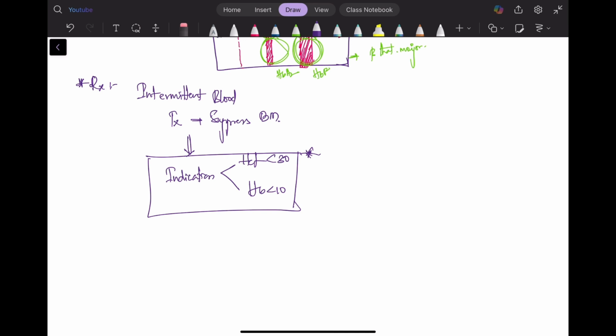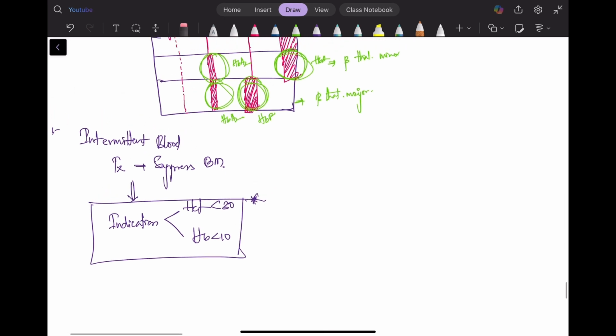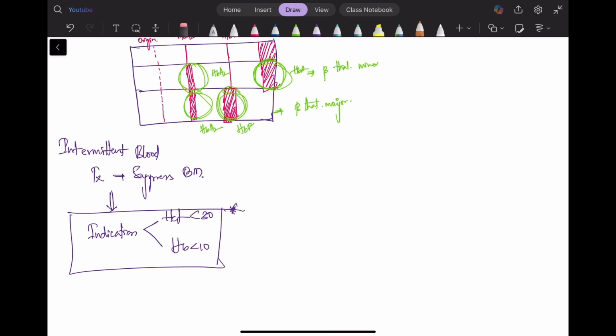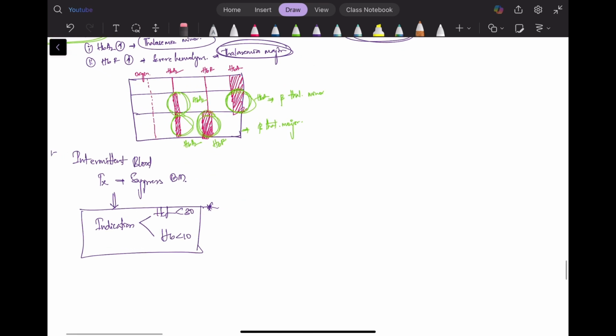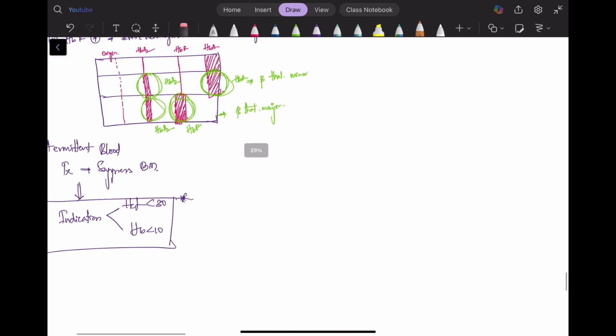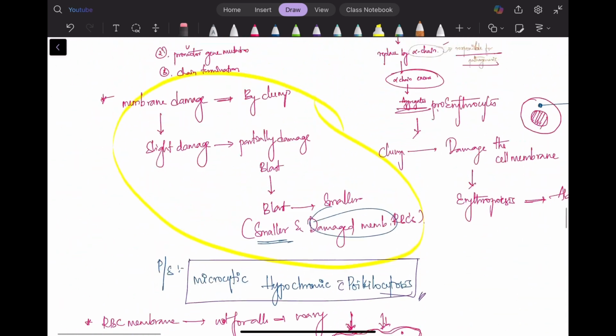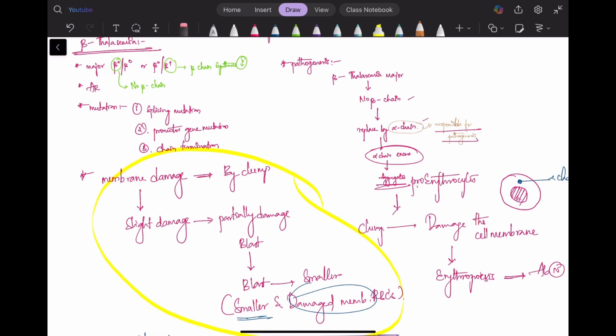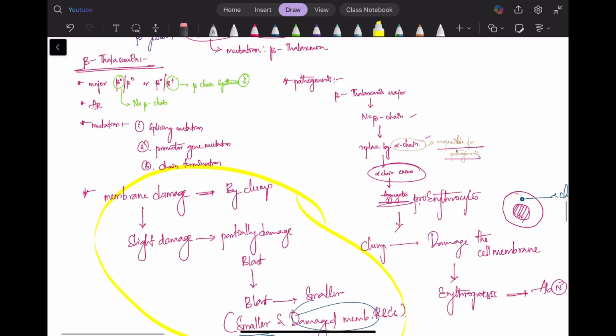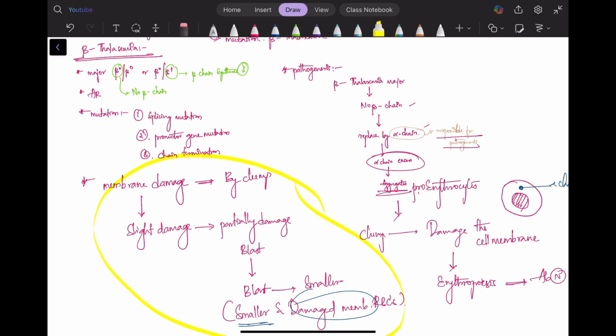So this is about your thalassemia, right? A very important topic. I tried to make the notes as concise as possible. If you study this much, I hope it will be maximally sufficient for undergraduates, I guess. Okay, let's revise very quickly. It's a lengthy video, just see it once, then make notes properly so that you can revise well.